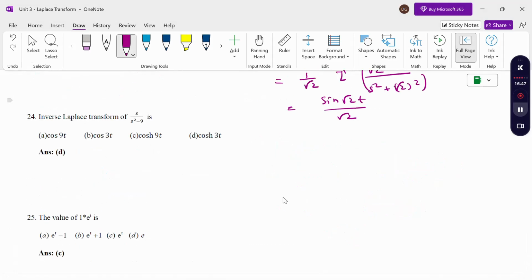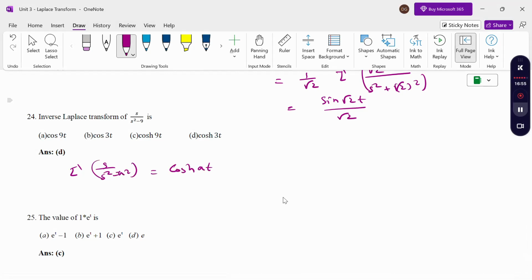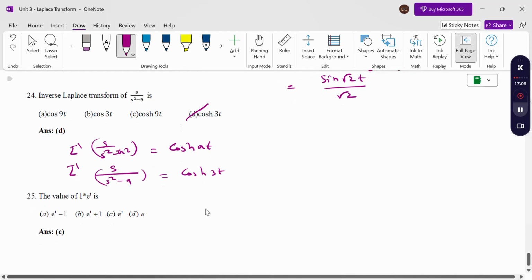Now L inverse of s by s square minus a square is cos h at. So L inverse of s by s square minus 9 is cos h 3t. So cos h 3t, option D.